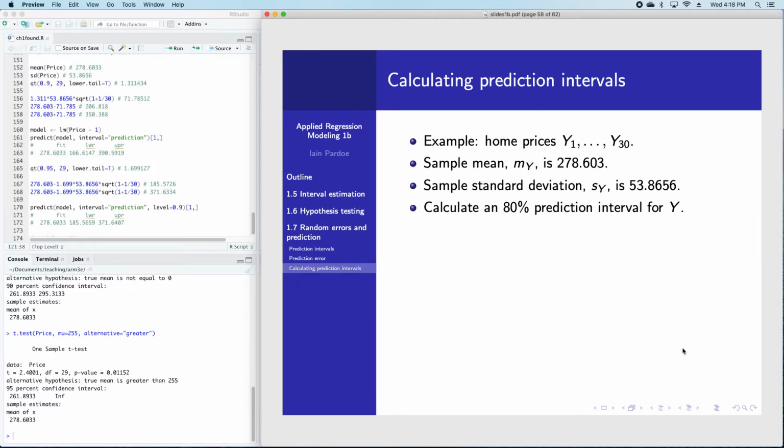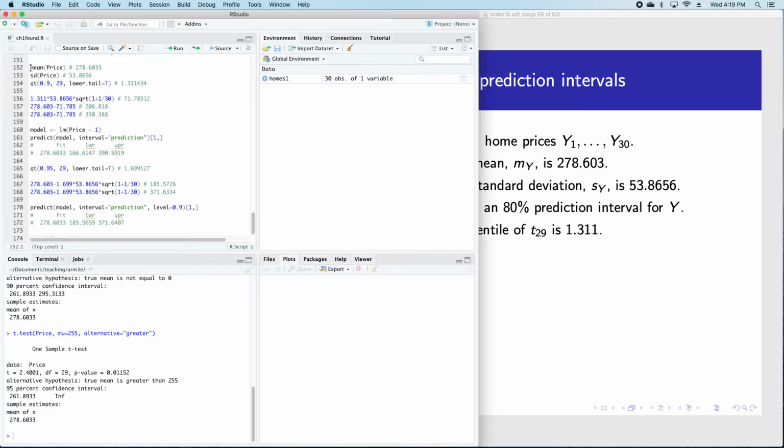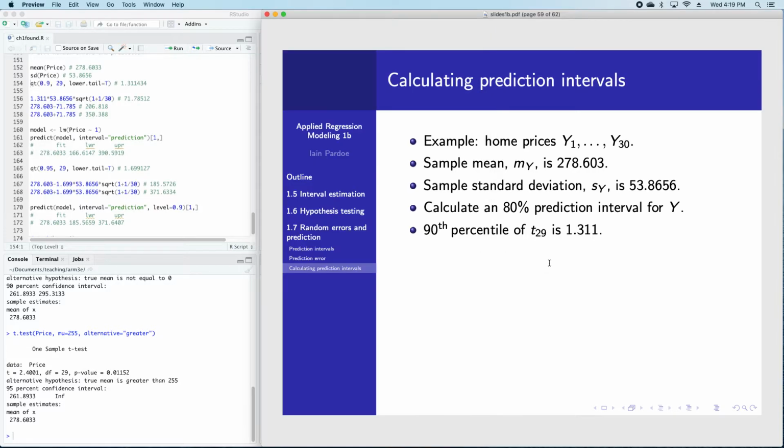Let's go through an example of calculating this. So we've got our home prices. Our sample mean is 278.603. Our sample standard deviation is 53.8656. We've seen these numbers before. Let's calculate an 80% prediction interval for y. So we can use software to find all these numbers. Here's the mean and the standard deviation, and then this is the 90th percentile of the t-distribution with 29 degrees of freedom.